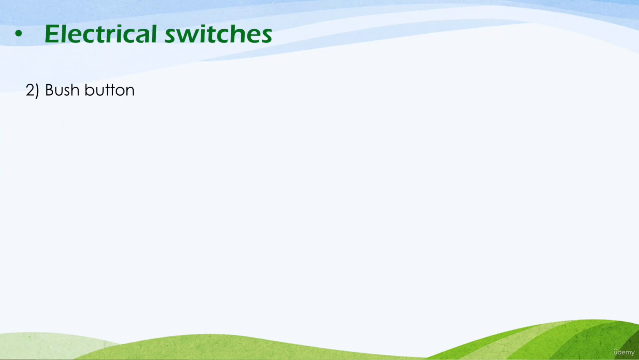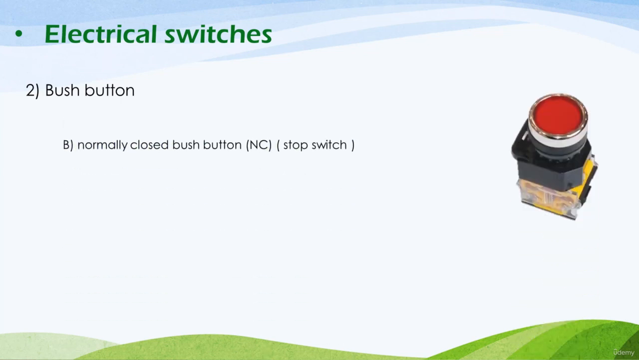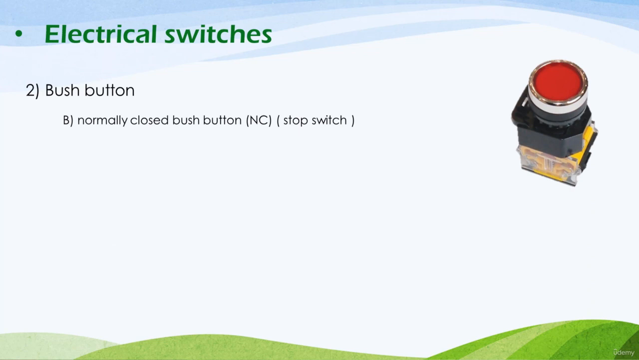Now the second type of push buttons we have is the inverse of this type, which is called the normally closed push button, and as its name says, it's at the on state at the normal condition, and when you press on it, it turns to the off state. And it has this red shape here, so its color is red by standard.